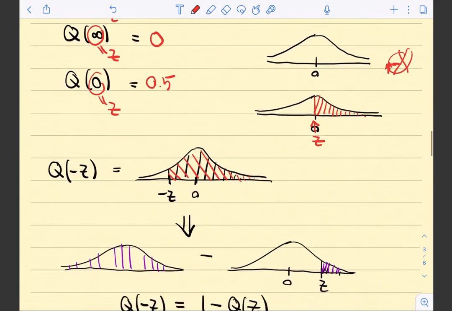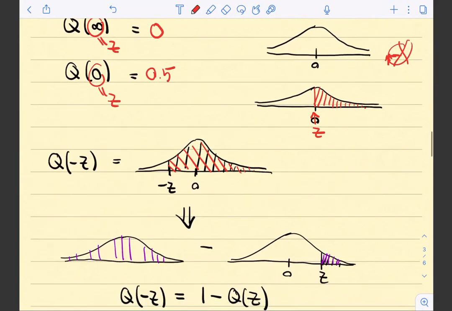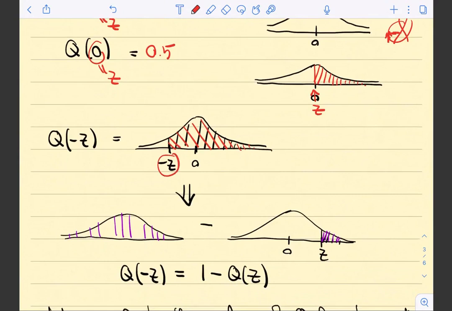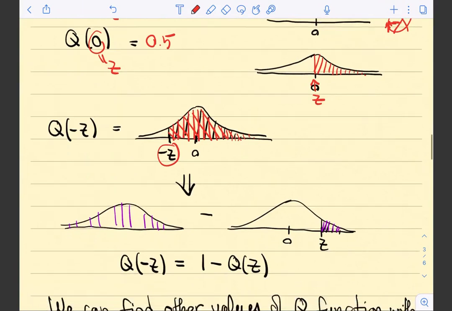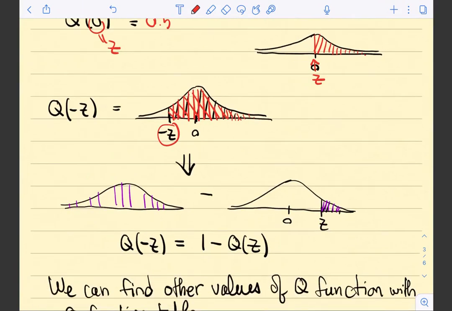What about if z is negative? Q of minus z. We used to think of z as a positive number. If it's a negative number, for example, it's right here, on the left of 0. So the area that we are talking about is right here. That's going to be the value of the Q function. How do we find this? Well, you can find this another way. You can think of taking the whole area, the whole graph, and then subtracting this part.